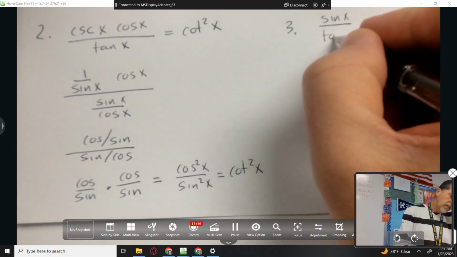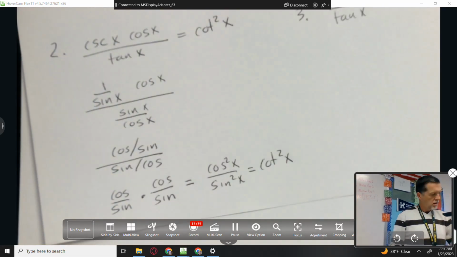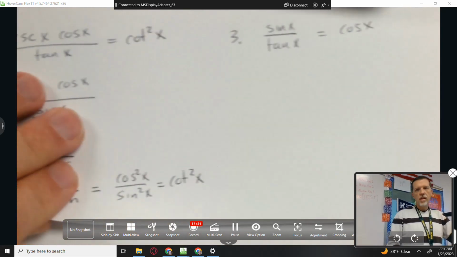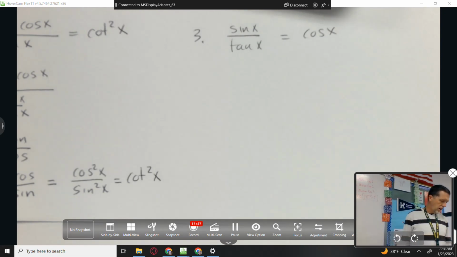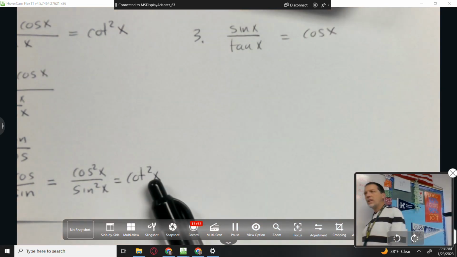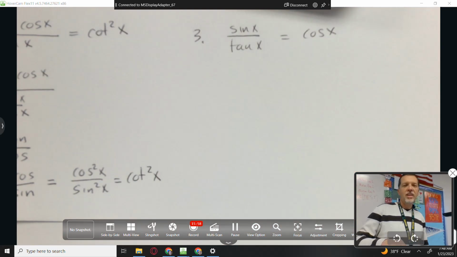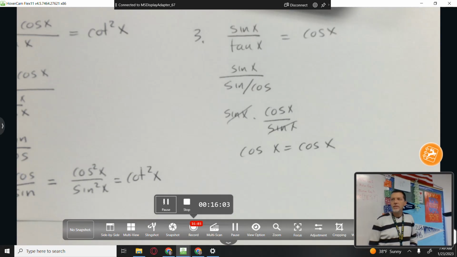Sine of x over tangent of x equals cosine of x. Well, again, if there's nothing sticking out, then rewrite everything in terms of sine and cosine and see what happens. In fact, why don't you try that one? I'll give you the first step. Rewrite everything in terms of sine and cosine, which would just be that tangent, and then go from there. I think a pretty straightforward one on that one. Replace tangent with sine over cosine, do the keep it, change it, flip it, and get down to cosine equals cosine.